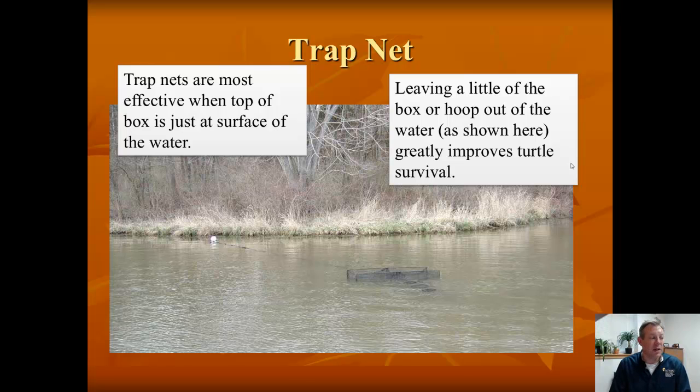This is what it looks like when they're fished in shallow water. This is really about one of the most effective ways to fish a trap net, with it sticking out of the water a little bit. That greatly improves turtle survival, because you will catch a lot of turtles, and this way the turtles can get up and get a breath. But it's very effective. If you have the banks that are too steep, then the trap net's going to be at too much of an angle, and the fish is going to just swim right over top of it.